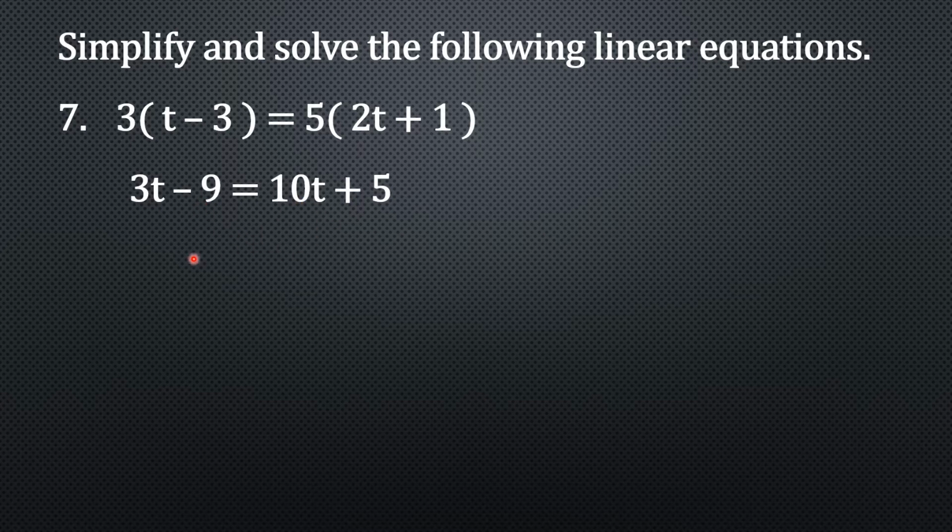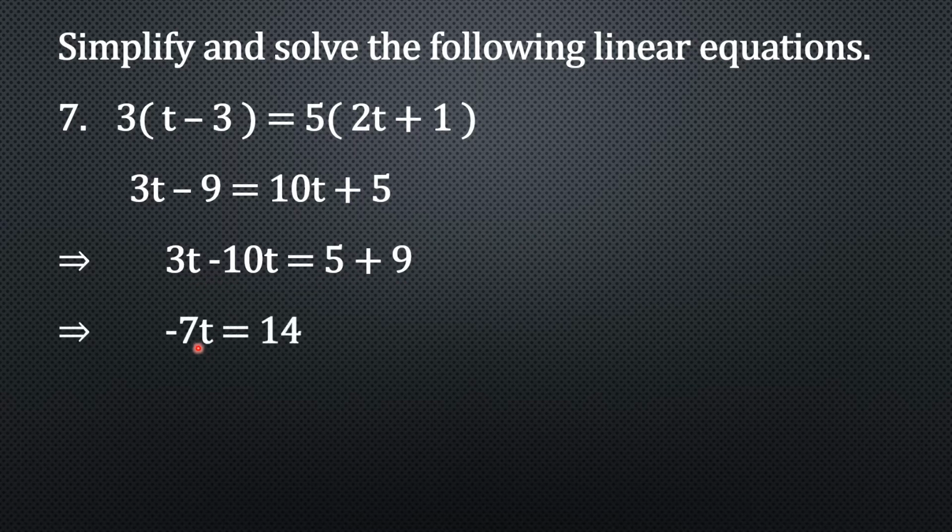We get 3t minus 10t equals 5 plus 9. 3t minus 10t is minus 7t, equals 14. Now this 7 will go to the right hand side. Here it is multiplying, so going to the right hand side it will divide. So we will write t equals minus 14 by 7. On cancelling 7 and 14 we get t equals minus 2.